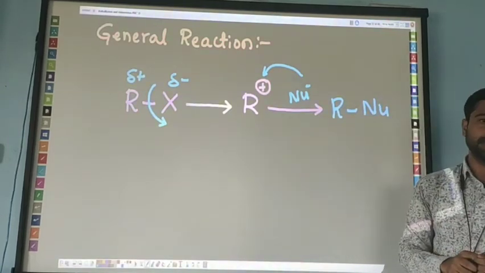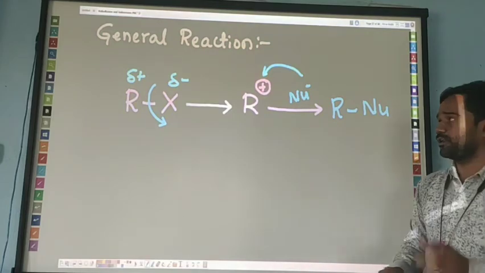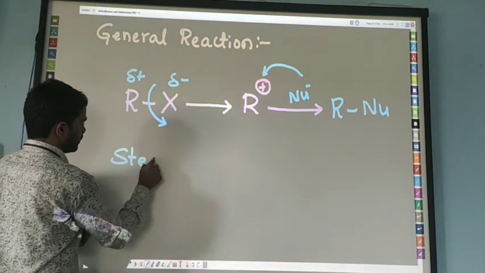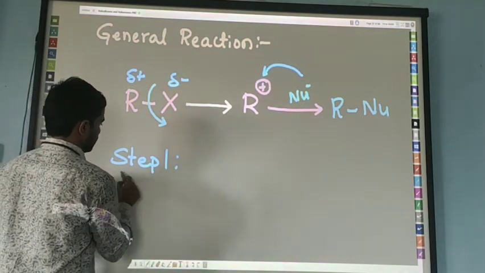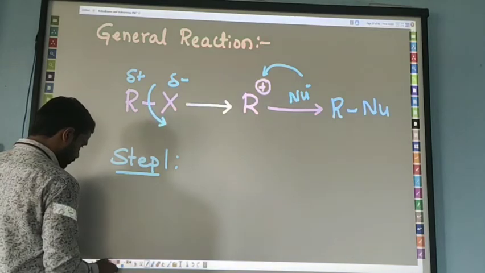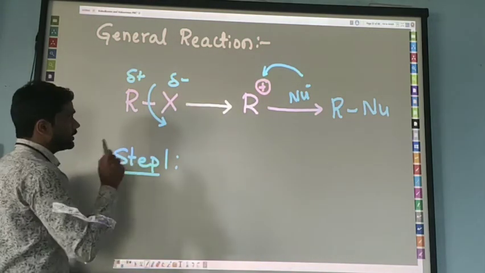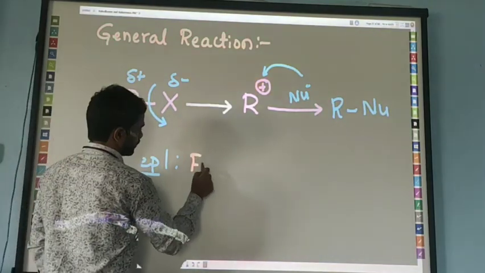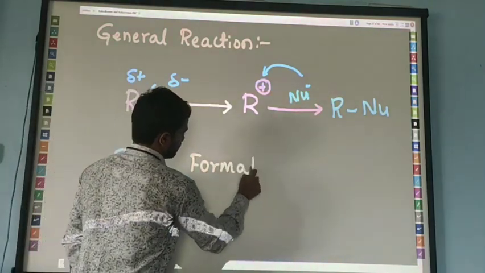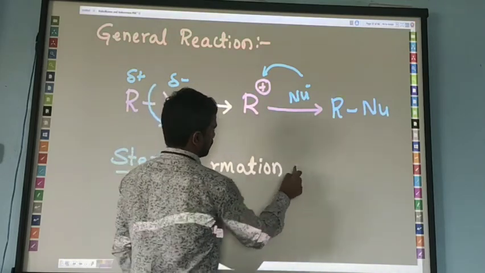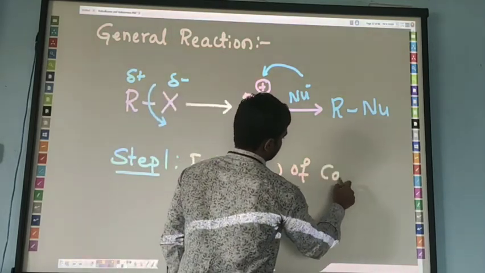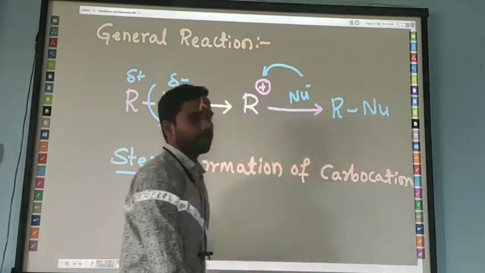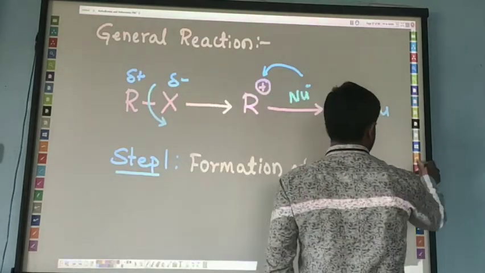The SN1 mechanism favors a two-step reaction. What is the first step? Step 1. In the first step, there is a formation of carbocation. This is the first step of the SN1 mechanism.